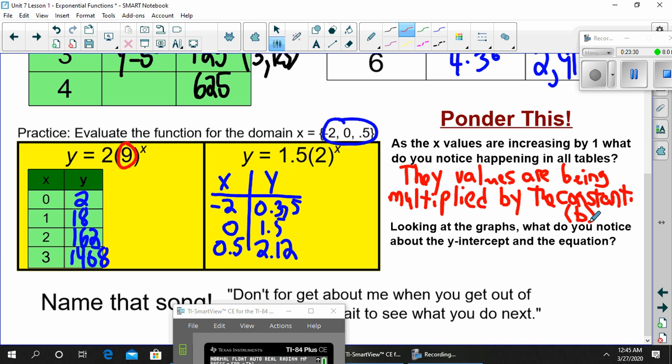All right, so 2 times 9 is 18. 18 times 9 is 162. 162 times 9 is 1,458. So this is 0.375 right over here. 0.375 times 2 is 1.5. 1.5 times 2. So this is basically the constant, and the y value is being multiplied and multiplied and multiplied. All right, and that's basically it.